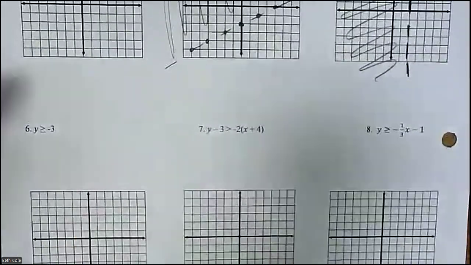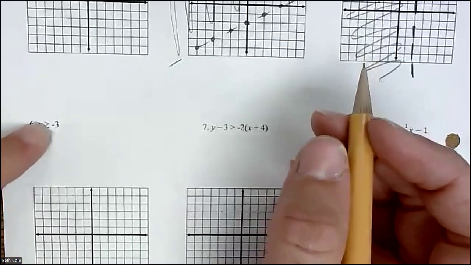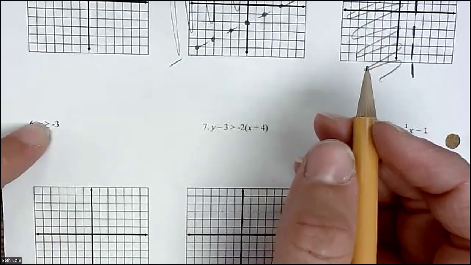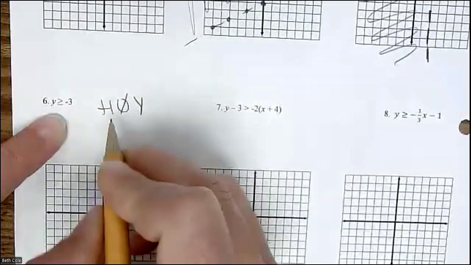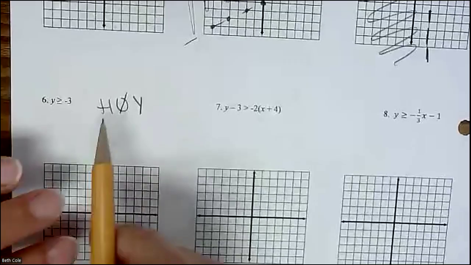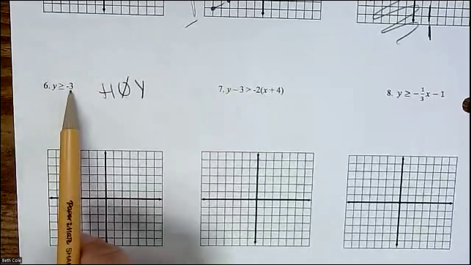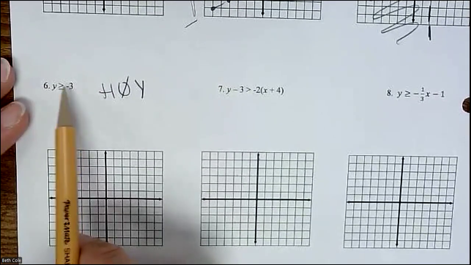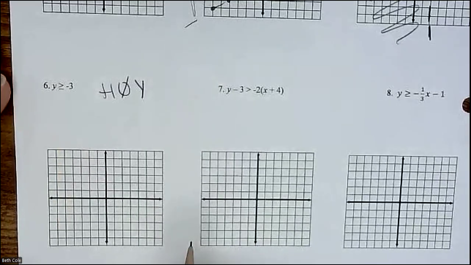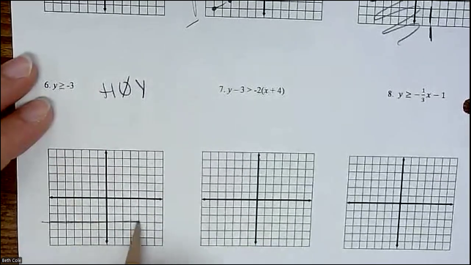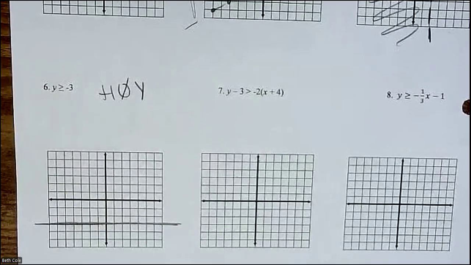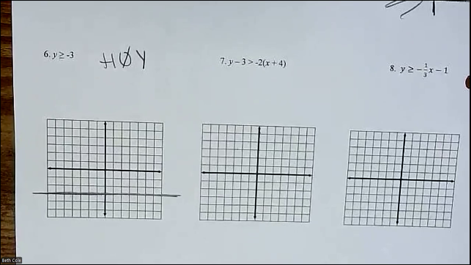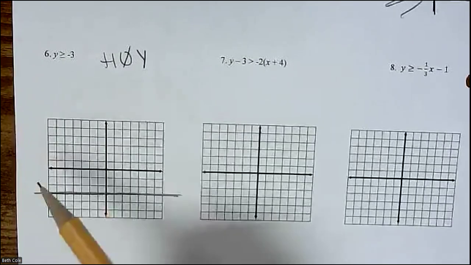Now let's just try this one. It's a y and nothing else. Can you look up here? Is that the hoi or the vux? Hoi. So the H stands for horizontal. We're going to draw a horizontal line at -3. Is it solid or dotted? Solid. So at -3, you're going to put this solid line. And do you want to shade above or below? Above.